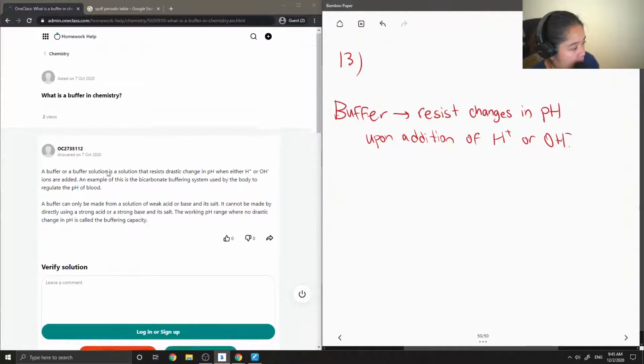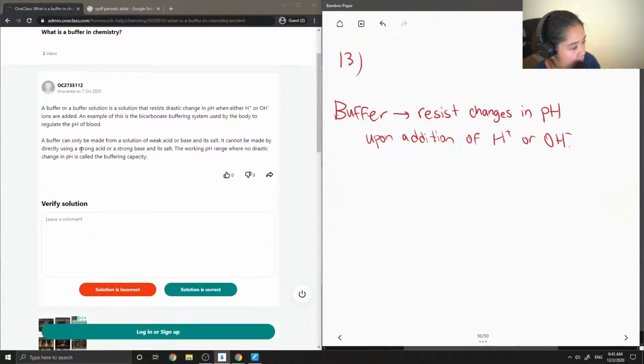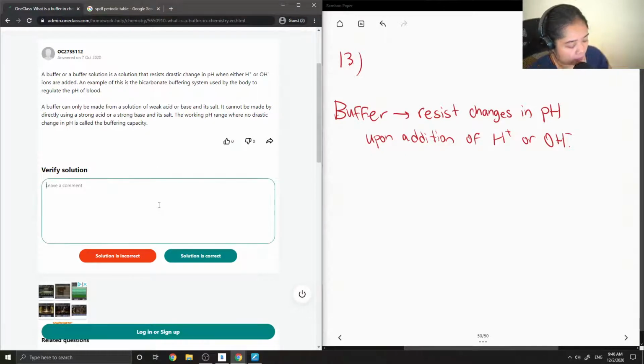So the junior tutor said, a buffer is a solution that resists drastic change in pH when either protons or hydroxide ions are added. An example in the body is the bicarbonate buffering system, which regulates our blood pH. It can be made from a solution of weak acid or base and its salt. It cannot be made directly using a strong acid or base as its salt. Yep, so this solution is correct.